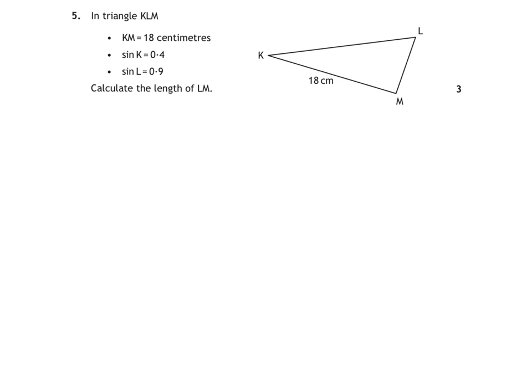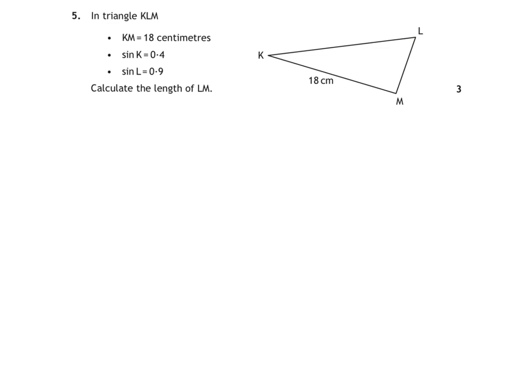Right, so for question 5 we have this triangle KLM. We've been told that KM is 18 centimeters. We know that the sine of K is 0.4 and that the sine of L is 0.9. Okay, so we've got two different sines. We've been told the values of two different angles, and we've got the length of KM, and we need to find the length of LM. So if we think about it, sine K is the sine of this angle in here, yeah? So across from there, that would be side K. And then we've got L over here, and that's across from there.